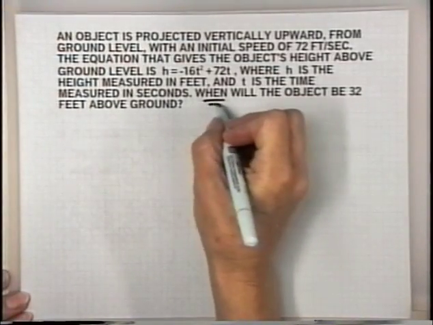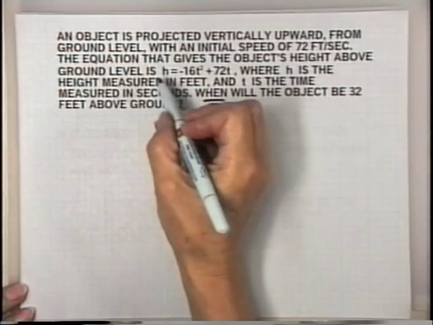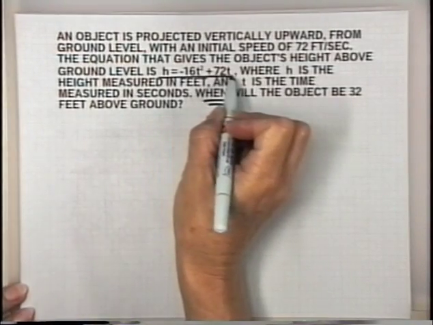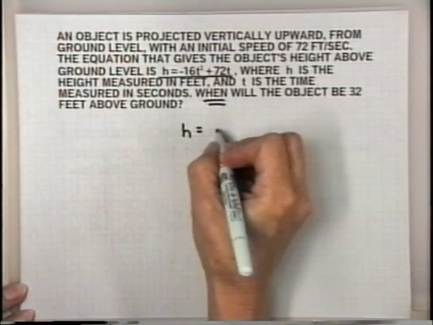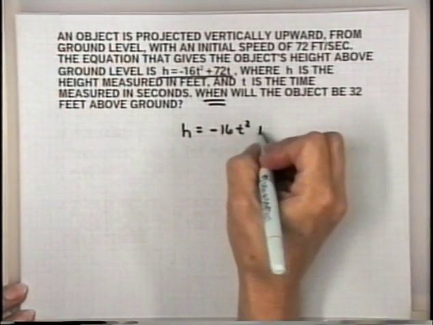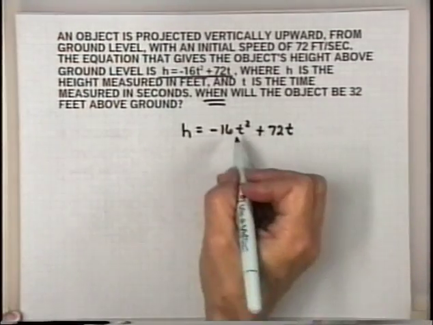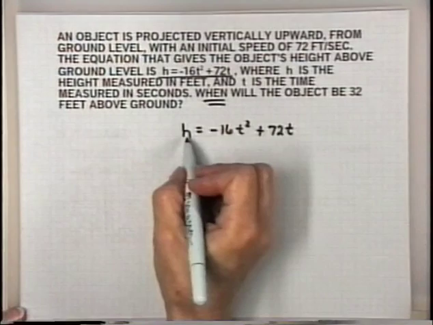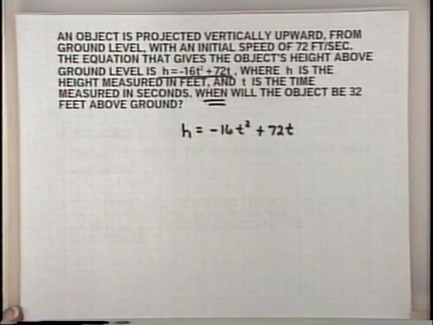We are asked to find when. When is a time. Now the nice thing about this particular problem is that we are given the equation right here. Let's write down that equation. h equals negative 16t squared plus 72t. And we're told that t is time and h is a distance or a height measured from ground level.